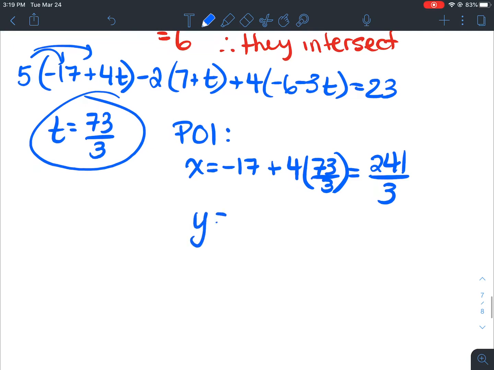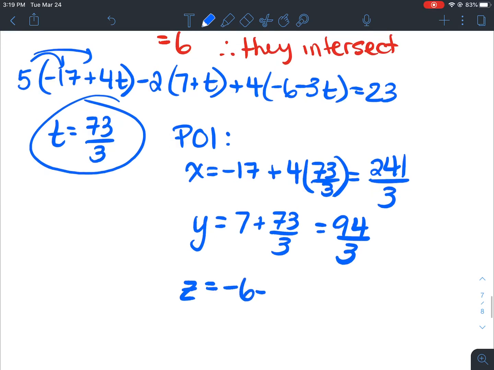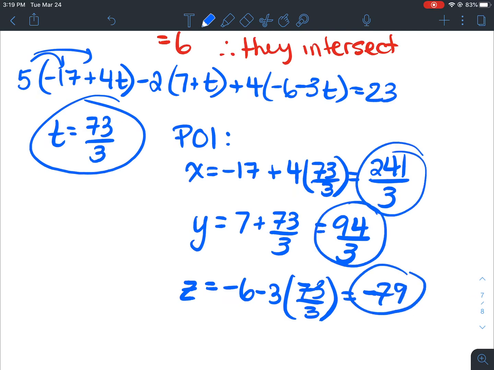It's a lot. Y will equal, what is y? 7 plus t. So if you're awesome at fractions, then that's 94 over 3. And z is equal to -6 minus 3 times t, which equals -79. So that's your point of intersection.